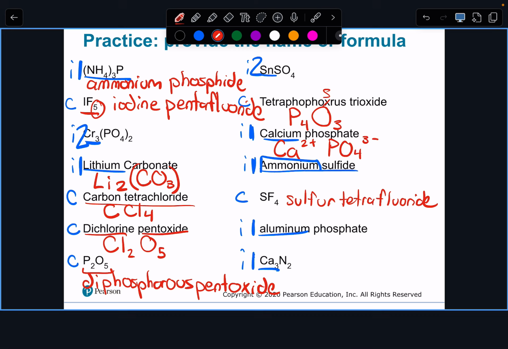So we're going to cross the charges, but because it's a polyatomic ion, I better put parentheses around there, okay? So I'm going to cross the 2 down to phosphate and the 3 down to calcium. So the formula of calcium phosphate is Ca3(PO4)2.